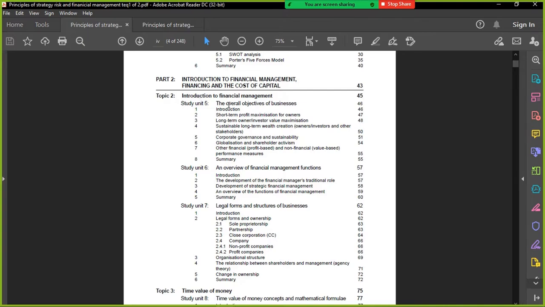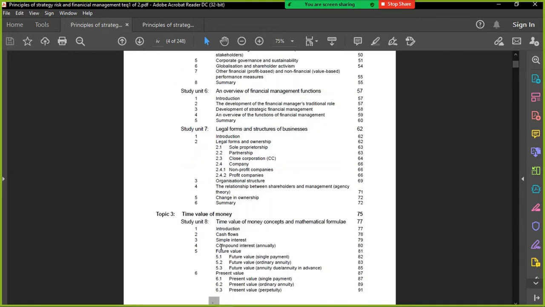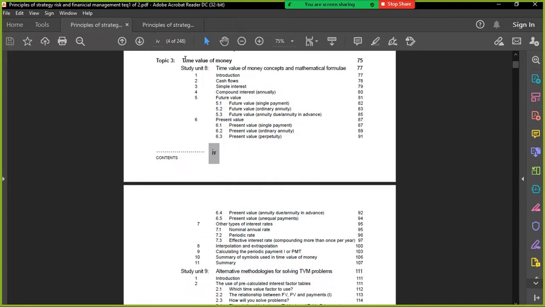Five, okay, this is introduction to financial management, but this is still theory based. There are probably workings later on. Time value of money. Okay, so looking at the contents, the first bit of content in terms of calculations would come up here. I know you said you're struggling with the calculator as well.